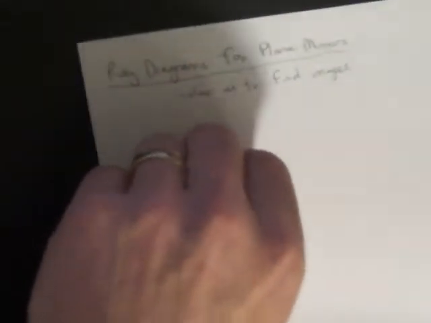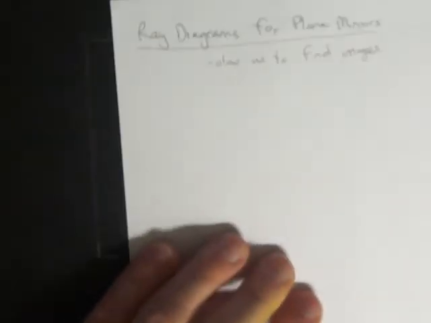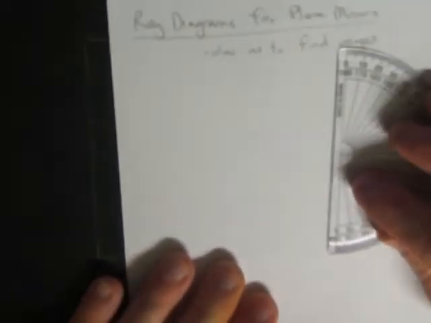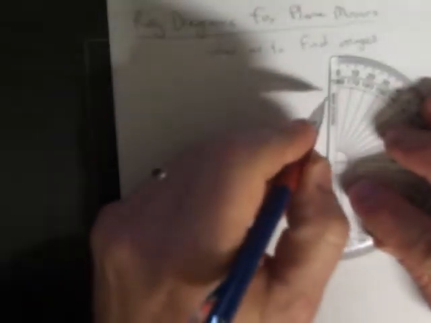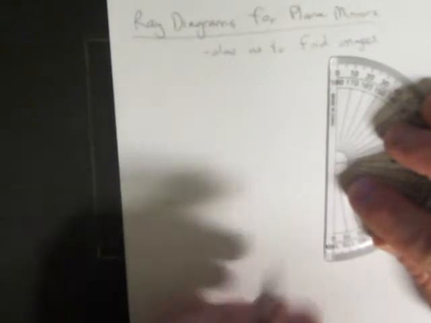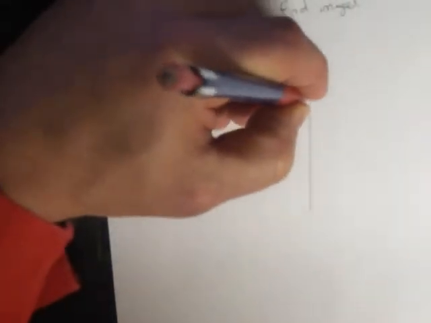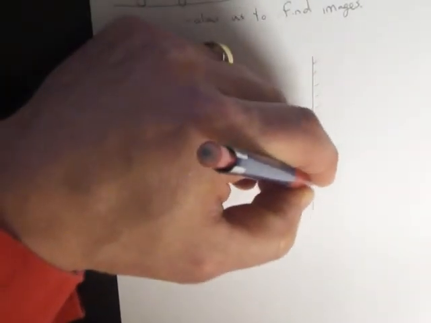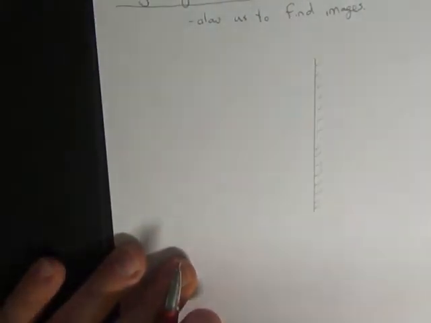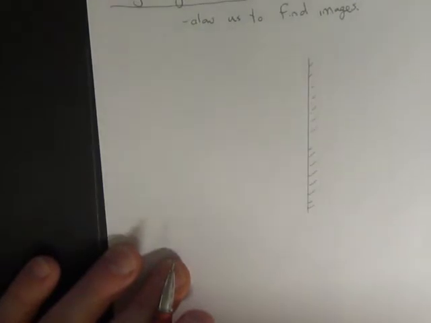So here's how we're going to draw this up. Again, I'm going to use my protractor and I'm going to draw a mirror, and this time the mirror is going to be up and down, as if we're looking into the mirror. And I'm going to put the back of the mirror on the back side here, just like we've been doing all the way along.